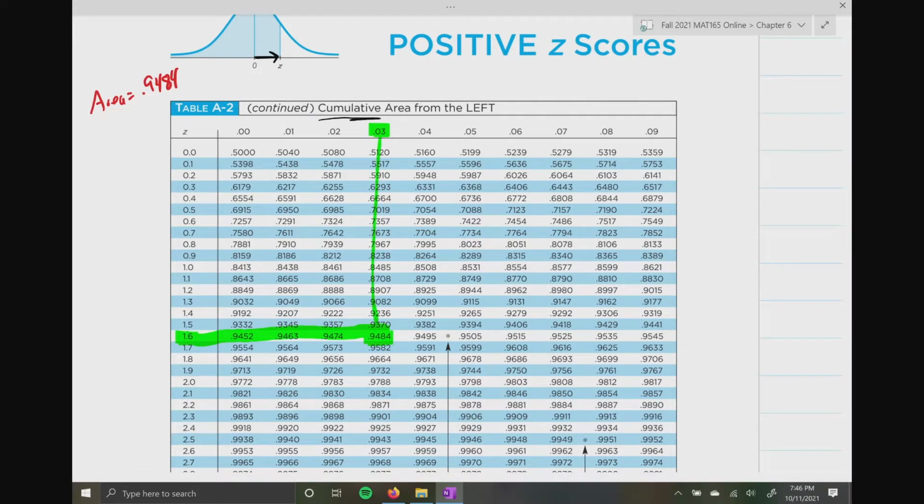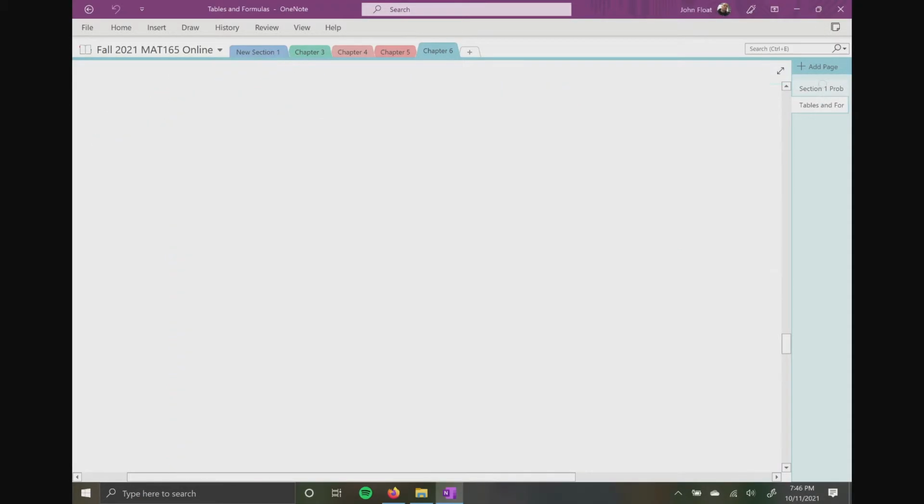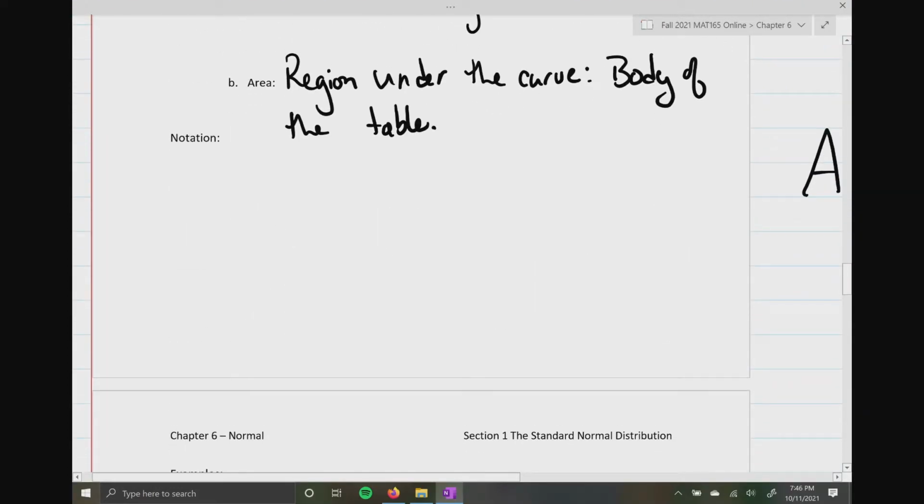So what I want to do now is go back to our notes and look at notation. So let me change my pen and let's go back to our notes here, because we do got to be concerned with notation now. So notation. If I'm interested in finding the probability that Z is less than A, what does that look like on a graph? Well, that's going to look just like this, where that's my letter A.